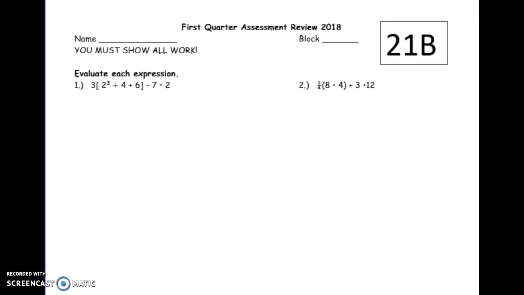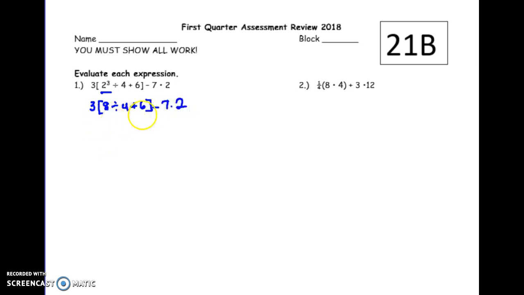If you look at number one, it's actually an order of operations problem. So with the order of operations, you're going to follow PEMDAS. I'm going to do first the exponent. This would be 3 times 2 cubed, which is 8. 8 divided by 4 plus 6 minus 7 times 2.